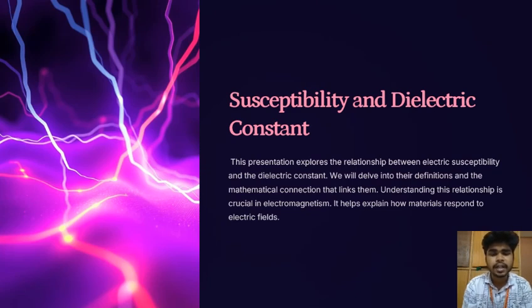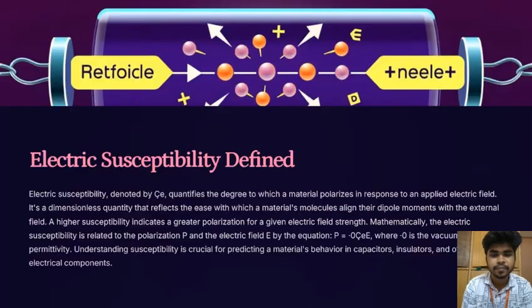So, this presentation explores the relation between electric susceptibility and the dielectric constant. We will delve into their definitions and their mathematical connections. Understanding this relationship is crucial in electromagnetism. It helps explain how materials respond to electric fields. First, we will learn about electric susceptibility.